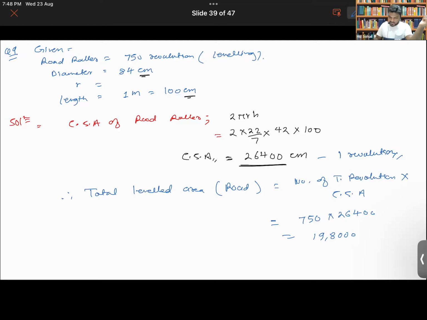I think we have done some mistake in the calculation. There is one more zero. There are two more zeros. There are 5 zeros now. So that is the value, sir. So that value here is in square centimeter.